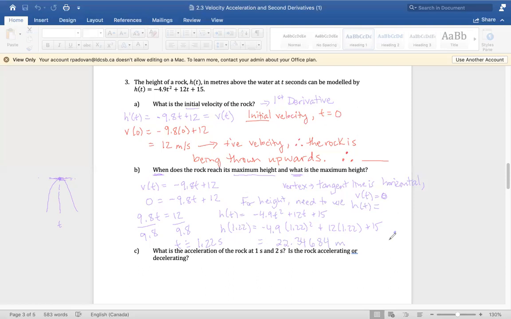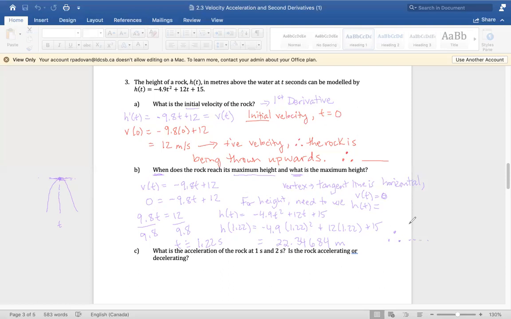And then you just put your therefore statement, right? So again, what does the question ask? When does the rock reach the maximum height, and what is the maximum height? So therefore, at a time of 1.22 seconds, the rock reaches a maximum height of 22 point, if it was 1 decimal place or 2, so 22.35, right? Or 22.3 meters high.